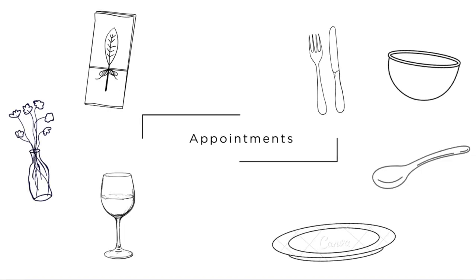Along with setting a table formally comes formal terminology that will be helpful to know. Appointments is a term used to describe all of the items that are used to set the table, which includes your tablecloths, napkins, or centerpieces, along with the dinnerware and flatware. Dinnerware will be your plates and bowls, and flatware are the forks, spoons, and knives.